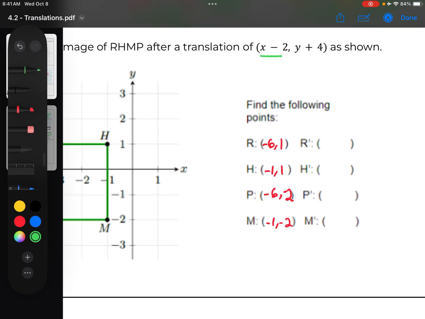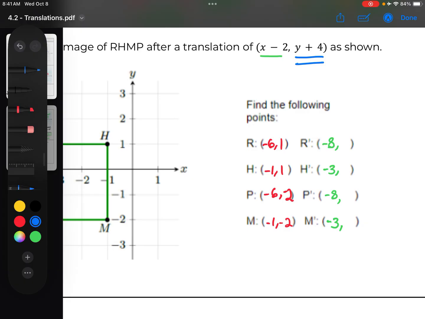We have to apply this translation to the points. So all of the x coordinates need to drop by 2. So negative 6 minus 2 is negative 8. Negative 1 minus 2 is negative 3. Negative 6 minus 2 again is negative 8. And negative 1 minus 2 is negative 3.